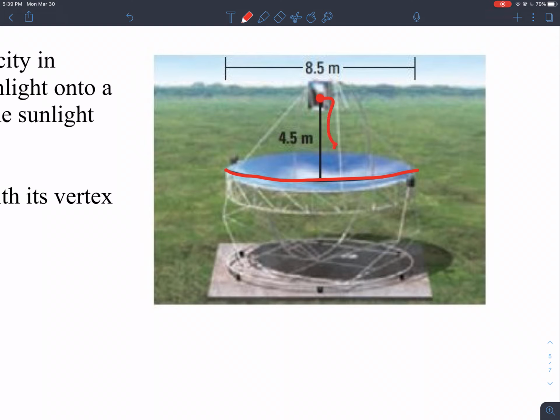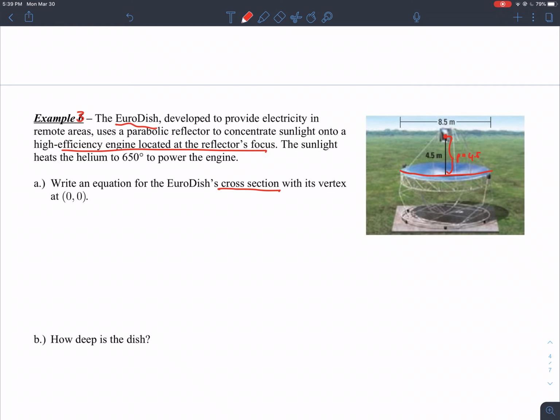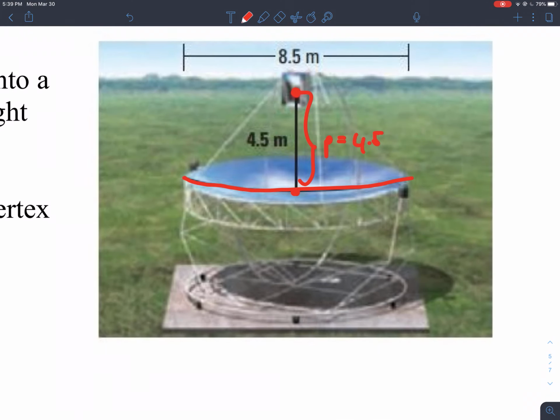Basically what they told you is that the parabola opens up and p is 4.5. That's what they told you. So you just have to write the equation. We're considering the vertex here to be 0, 0.